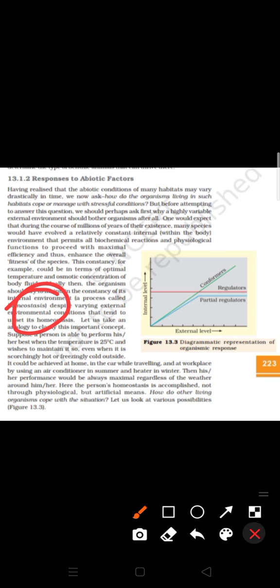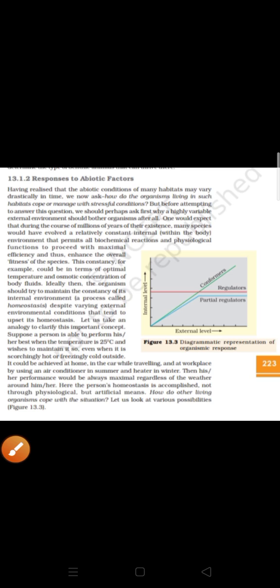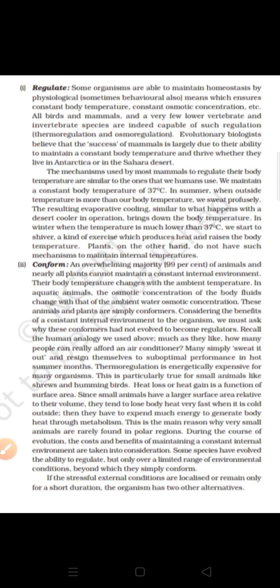We all know there are different means by which homeostasis takes place in an organism. There are some possibilities we will discuss here. First one is regulate, then conform, and like this suspend, migration, camouflage. These are the several characteristics by which modifications are there, by which an organism can establish its relationship with the environment. So first one is regulate.